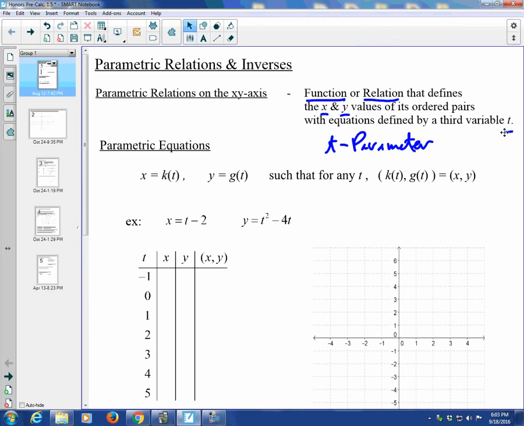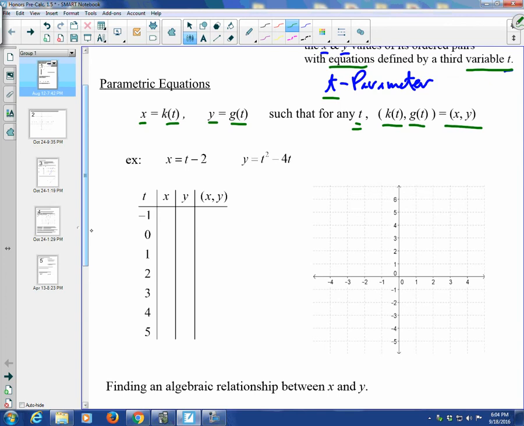And when we're looking at these equations defined by a third variable t, basically what we're saying is we would take that parameter t and plug in values to equations that give us the x and the y values of our ordered pair. So right here we might see something like x equals k of t, and k of t would be some equation defining the x value, y equals g of t would be some equation defining the y value, such that for any t we have k of t, g of t as the ordered pair on the xy axis for a value of t. So let's go ahead and graph a couple ordered pairs.